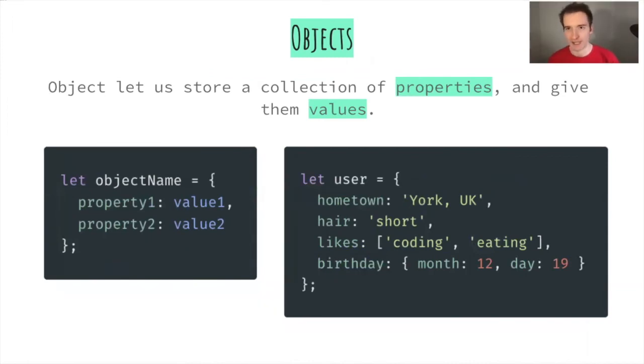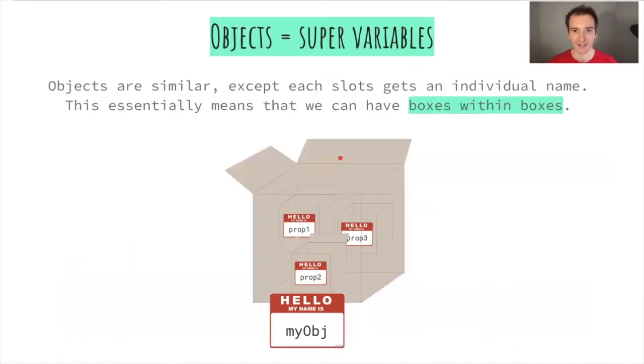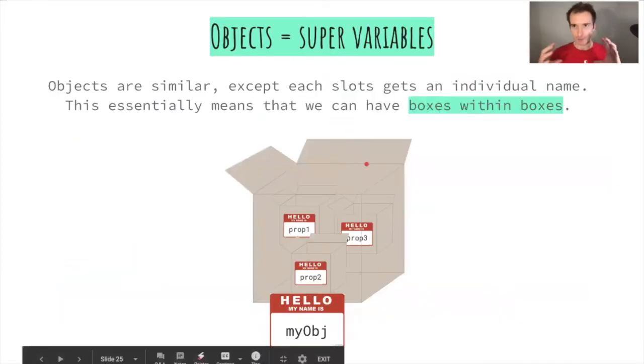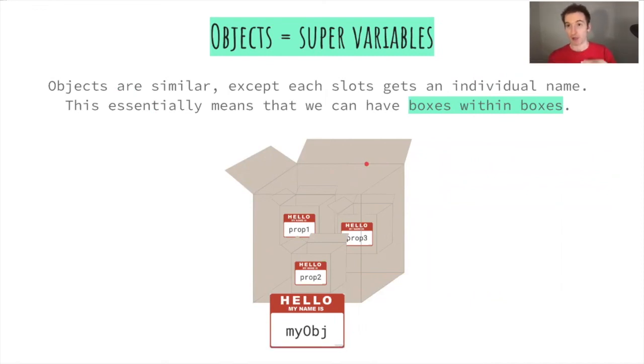Okay, so that's arrays. The other data type I want to introduce is an object, which once again is sort of like a giant super variable, super box that can contain as many boxes inside of this box as we need.